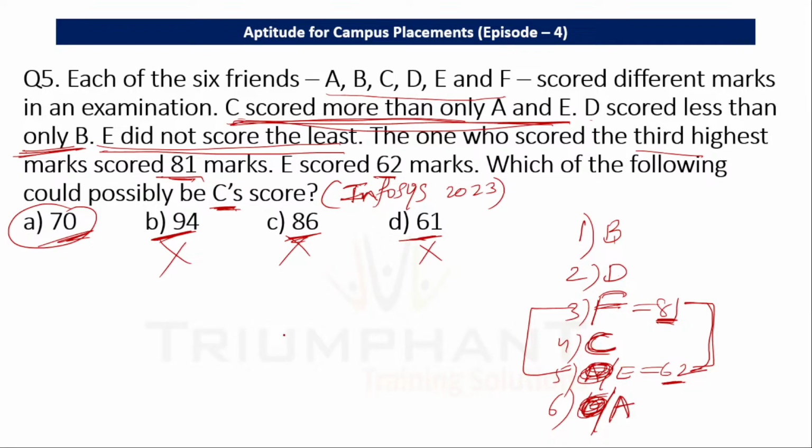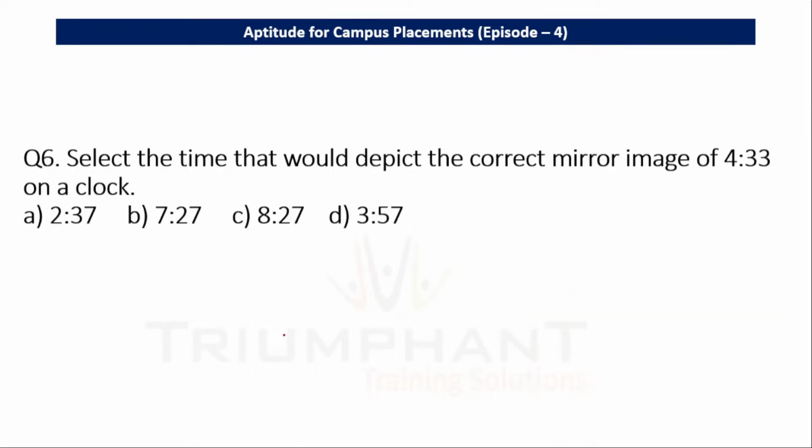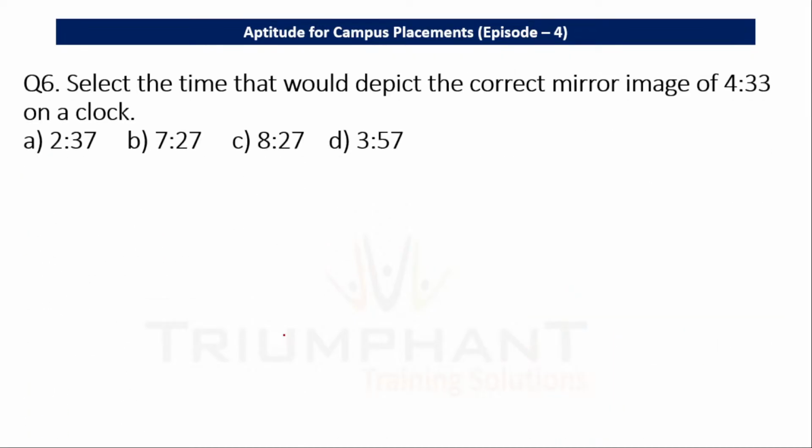Question number 6. Select the time that would depict the correct mirror image of 4:33 on an analog clock.